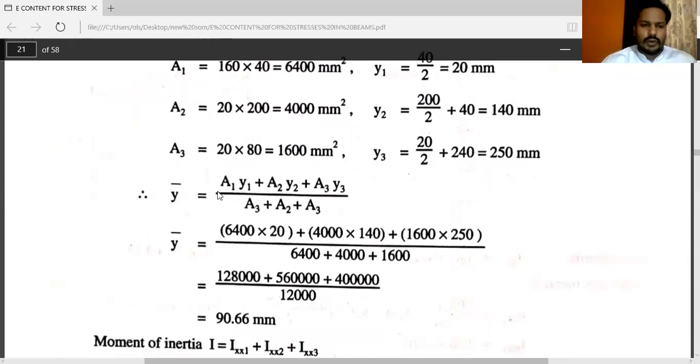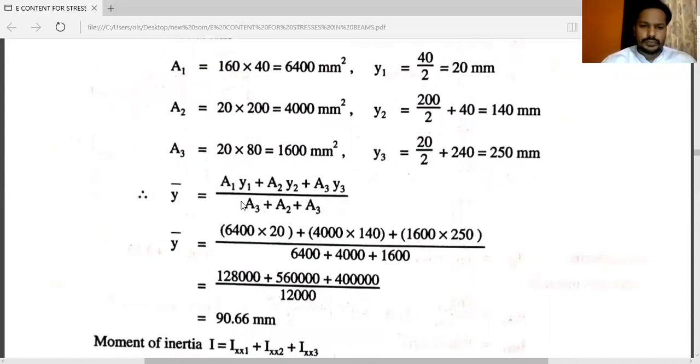After getting the values of A1, y1, A2, y2, A3, y3, then with the summation of all the areas, you can calculate y bar. So y bar is equal to A1 y1 plus A2 y2 plus A3 y3 upon summation of all the areas, that is A1 plus A2 plus A3. The value of y bar is 90.66 mm.